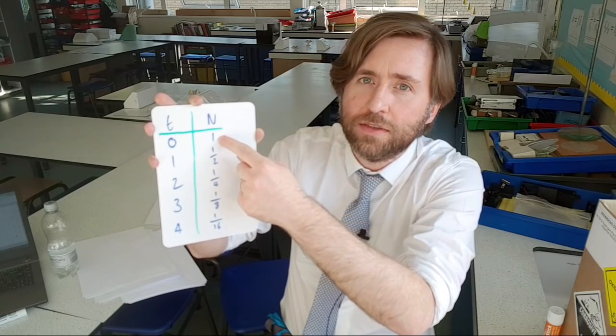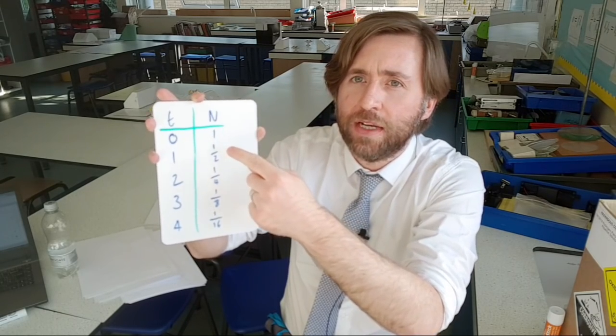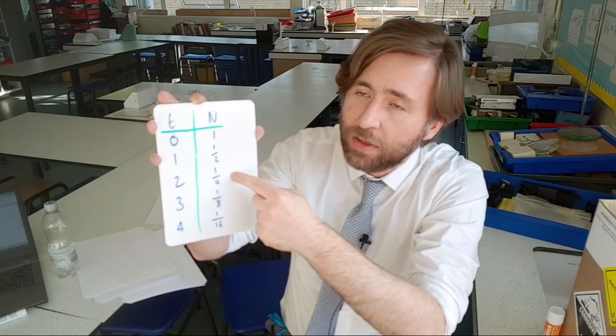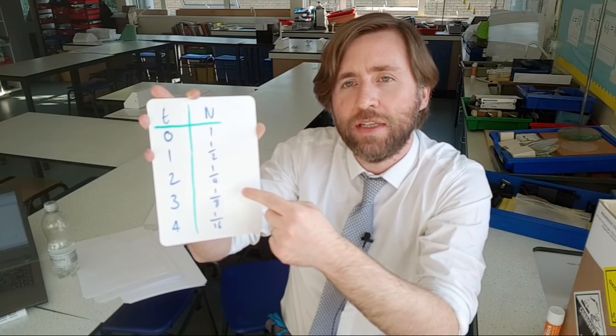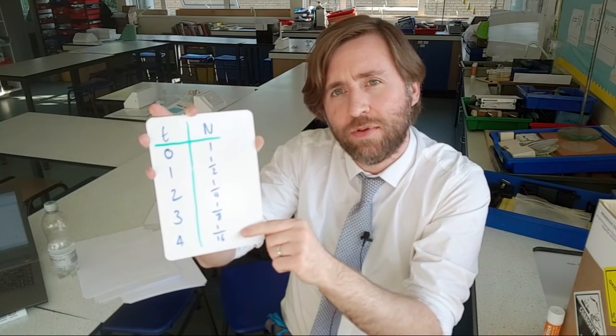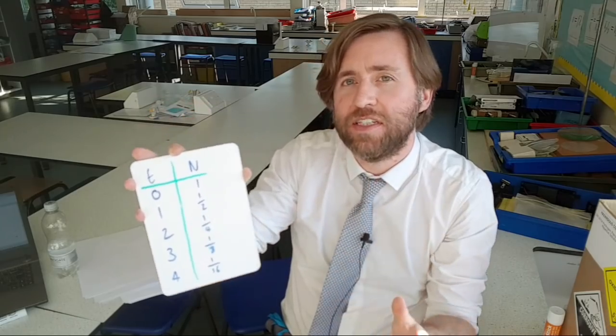So first, at time zero, you've got all of them. At time one, first half-life, you've got half of them. At time two, second half-life, you've got a quarter of them. At time three, you've got an eighth of them, because it's halved three times. At time four, it's halved four times, so you have a 16th.